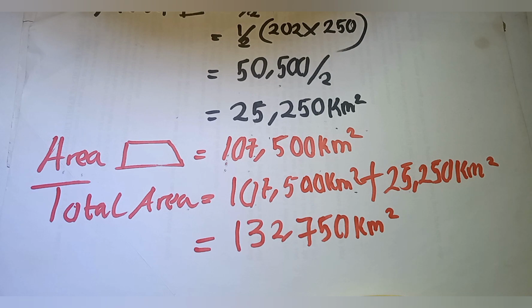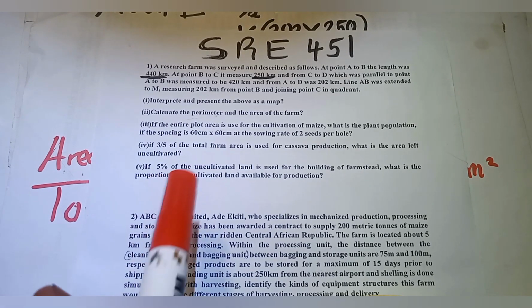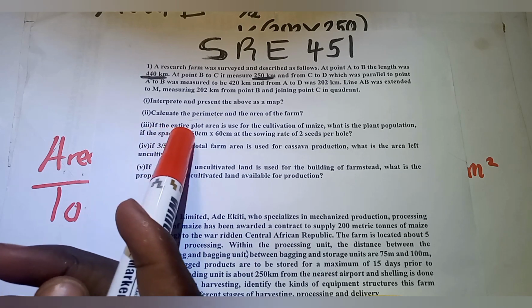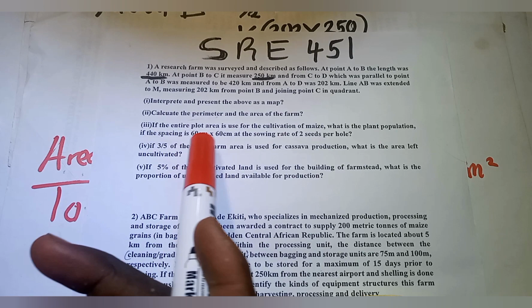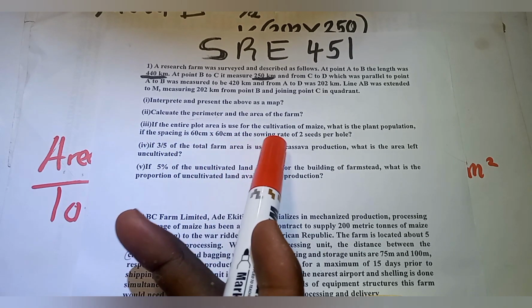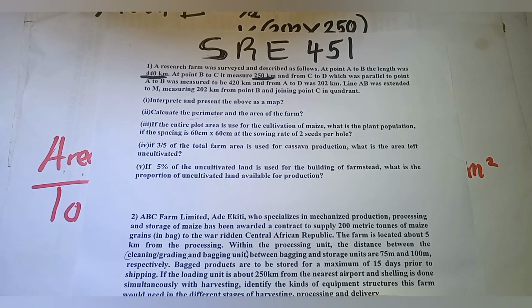Now, after calculating total area of the farmland, the question doesn't stop there. It said that we should calculate, if the entire plot is used for the cultivation of maize, what is the plant population if the spacing is 60 centimeter by 60 centimeter at the sowing rate of 2 seeds per hole? Now they gave me the sowing rate, which is 2 seeds per hole, and the spacing, which is 60 centimeter. But if I want to calculate the plant population, I will need to first calculate my area, and as we know that plant population is calculated in meter square, I'm going to convert the area in kilometer squares to meter square, and that's what I'm going to be doing right now.